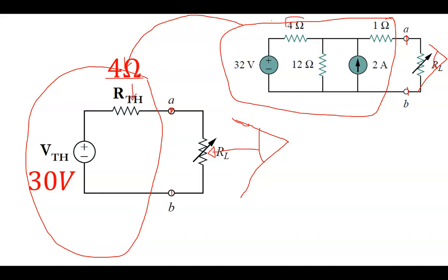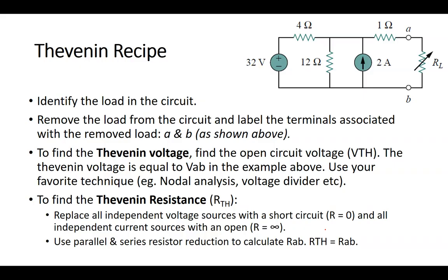By the way, it's a coincidence that this 4 ohm resistor, the Thevenin resistance, is the same value as this one. It has nothing to do with it. It's just a pure coincidence that the circuit I randomly picked had 4 ohms in series with a voltage source. But how do we get these values? That's what the recipe is going to tell us. I'm quickly just going to list the Thevenin recipe, and then you can watch my next video on how to actually apply it.